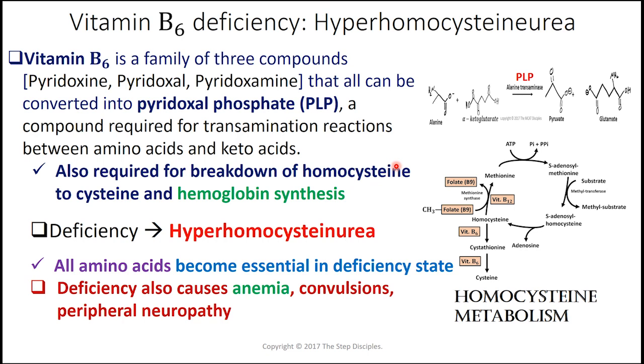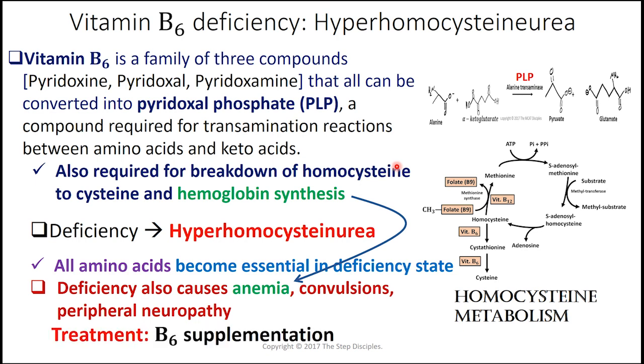Deficiency also causes anemia, convulsions, and peripheral neuropathy. Again, if it's required for hemoglobin synthesis, then of course anemia. Just the general statement, anemia is a situation in which you either don't have enough red blood cells, or you don't have enough hemoglobin, or you don't have something that leads to low oxygen, not being able to carry enough oxygen. Again, treatment is B6 supplementation.